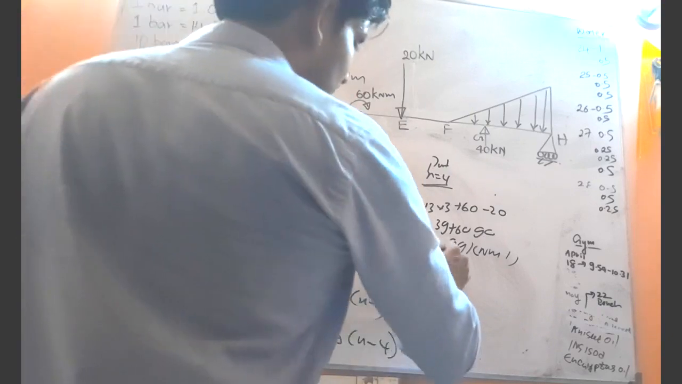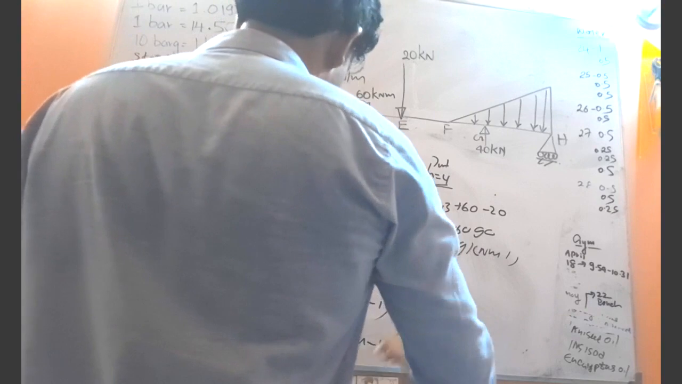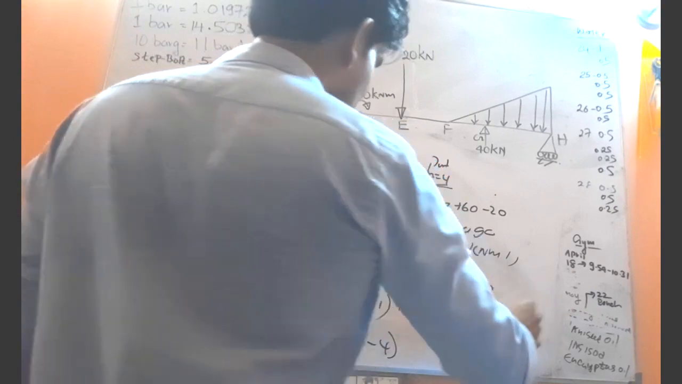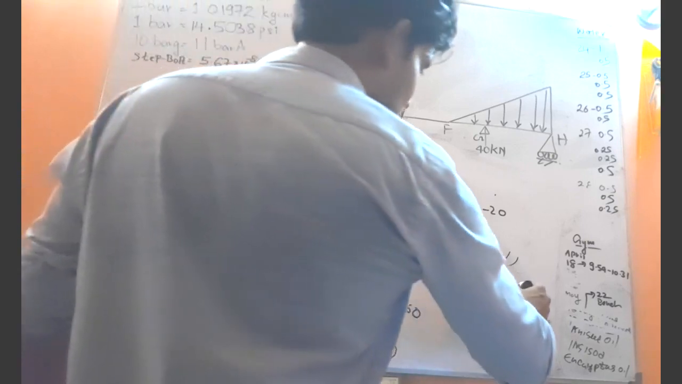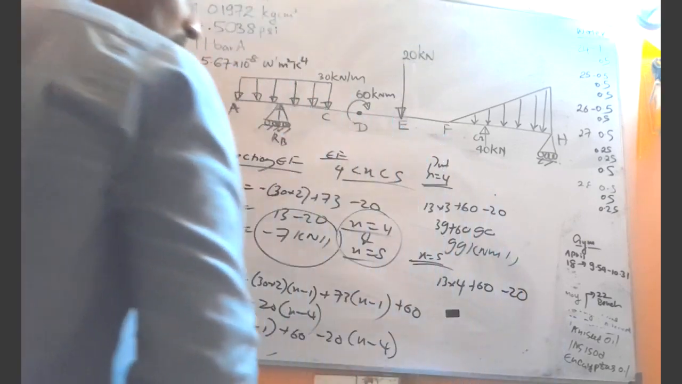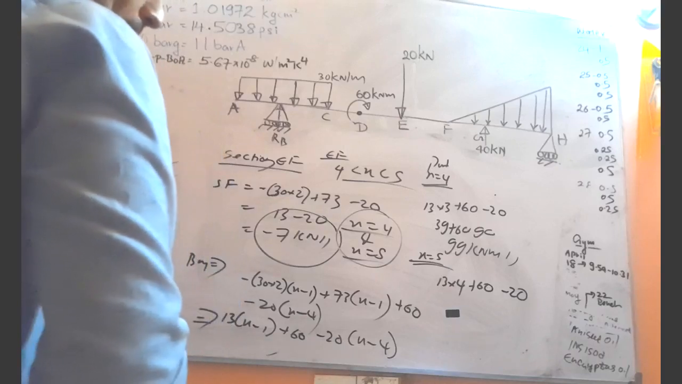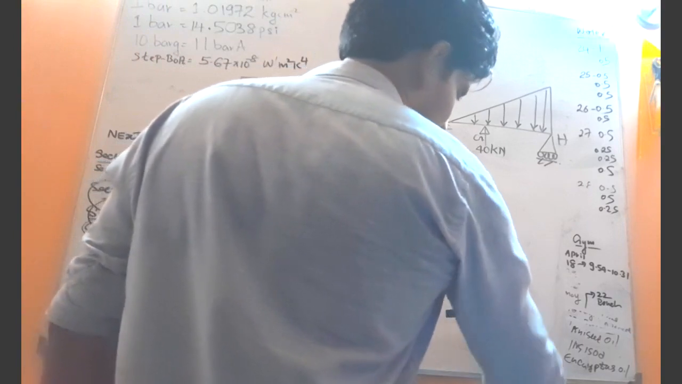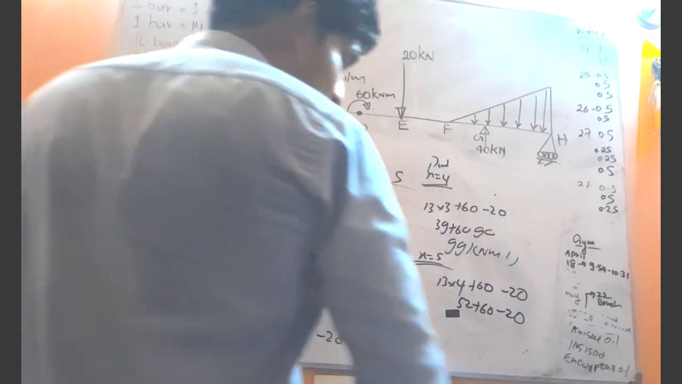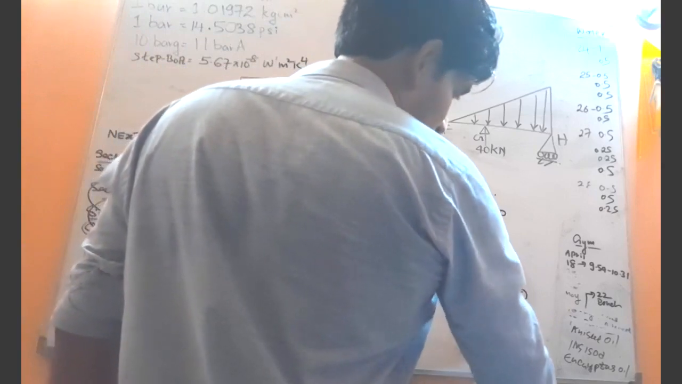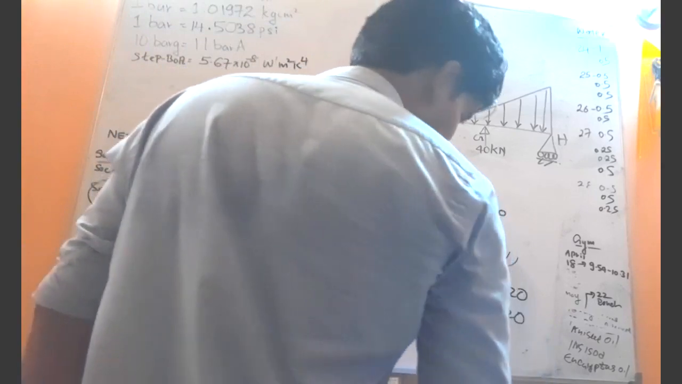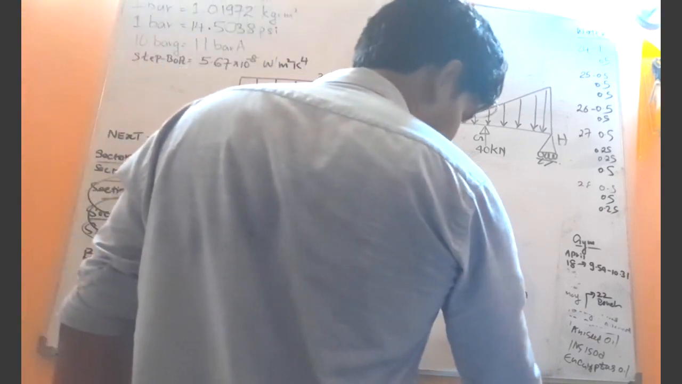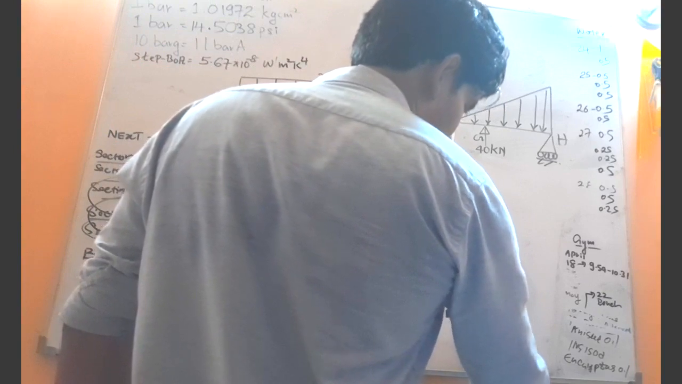At x equals 5, 13 into 4 plus 60 minus 20 into 5 minus 4, that is minus 20. 13 into 4 is 52, plus 60 minus 20. So 112 minus 20 is 92 kilonewton meters.